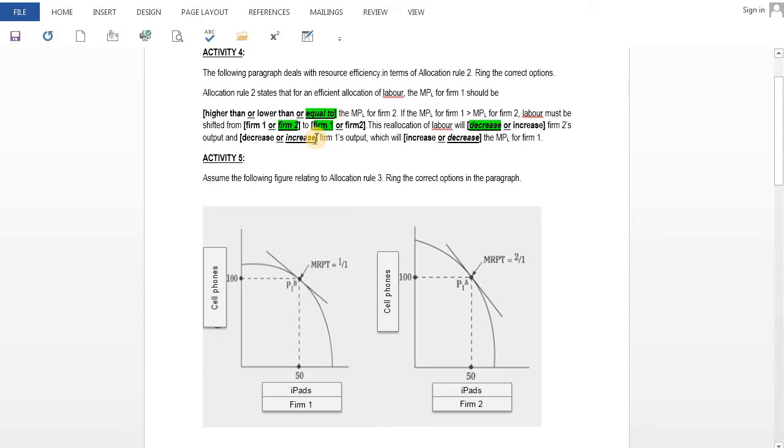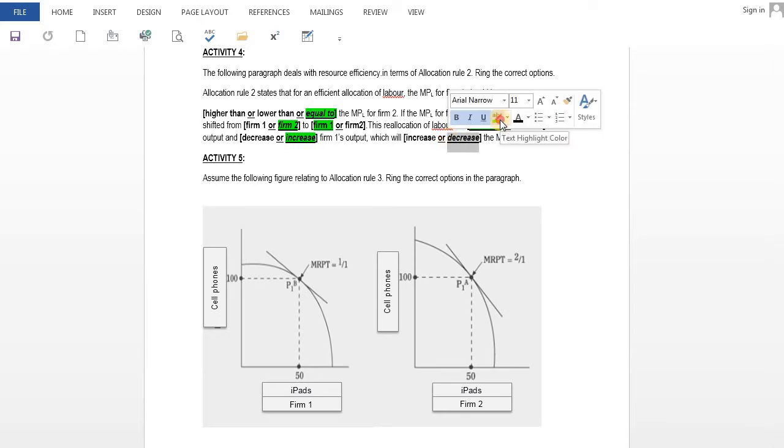because if you have experts in the job, it simply means that they will work within their given time to produce large amounts of output. Then what does this cause in terms of the MPL? The marginal product of labor for firm 1 will therefore decrease. What decreases it? Remember we took labor from firm 2 and reallocated it to firm 1, and obviously the marginal product of labor for firm 1 will therefore decrease, right?